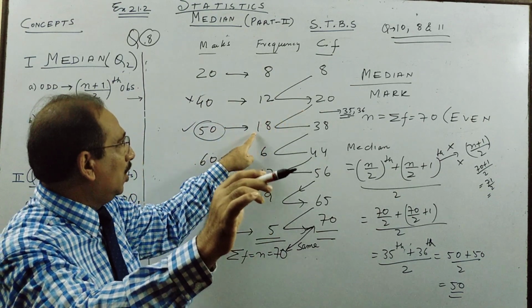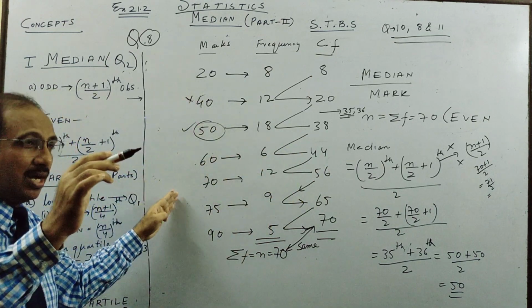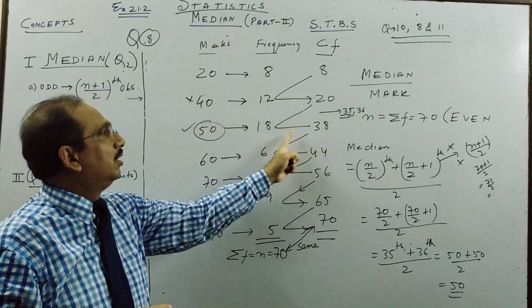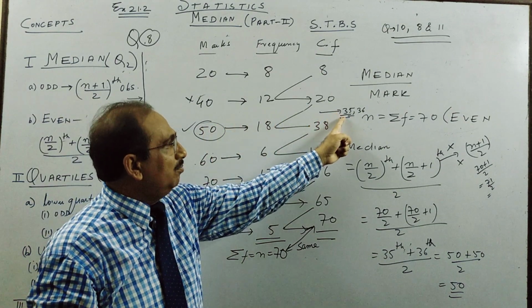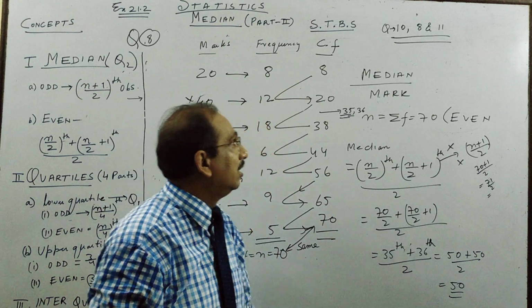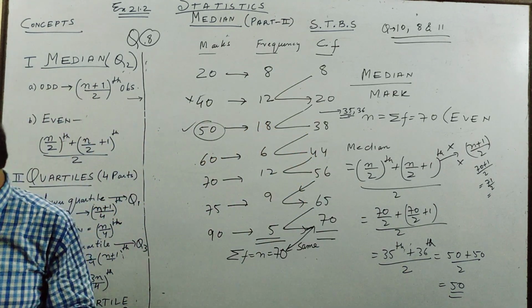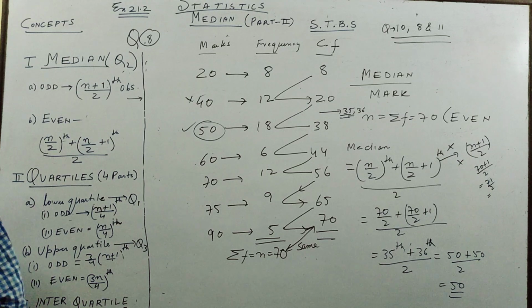21st person to 38th person, if they are standing in a line on the basis of marks, they all have got 50 marks. So the 35th term and 36th term both have 50, and the mean of that gives you the median. So one more example, the last example I'll explain. Please pause the video and copy.